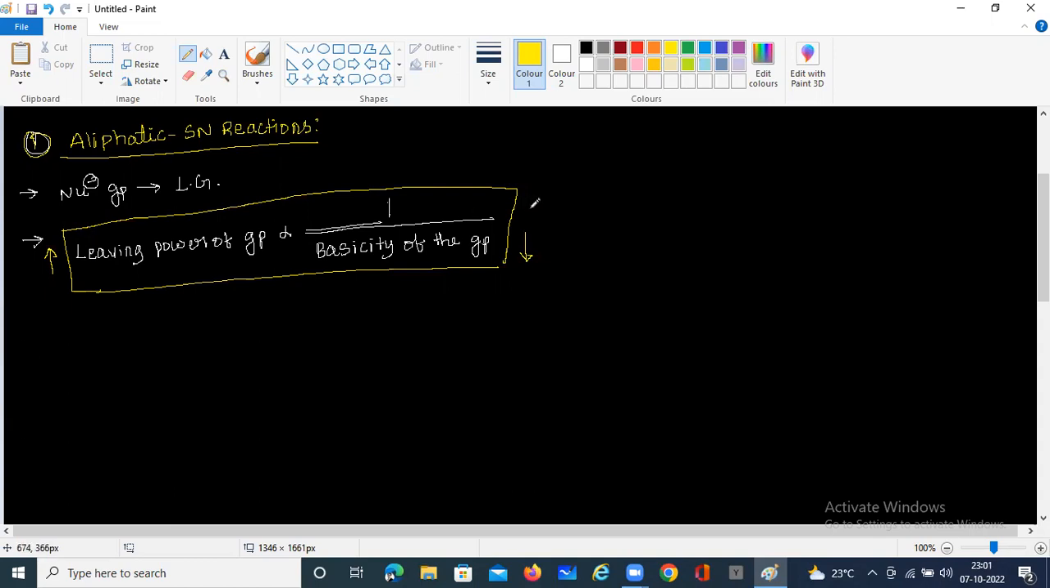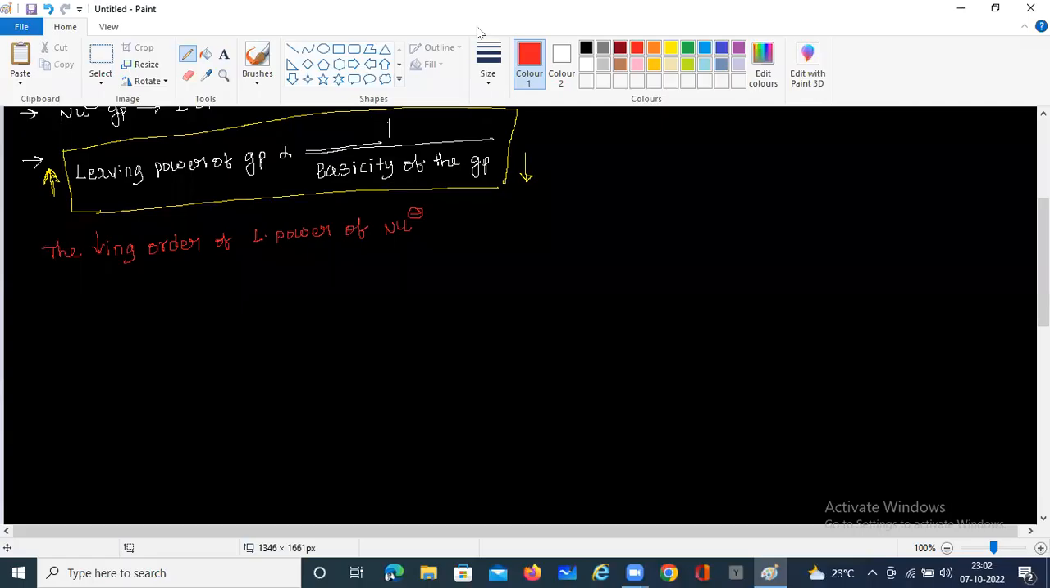Now, if the basicity of the group is weak, the better is the leaving. So here I am going to give one order of the leaving power of some nucleophiles. Here I'm going to write the order. What type of order? Decreasing order. Decreasing order of what? The leaving power. The leaving power of what? Nucleophiles.